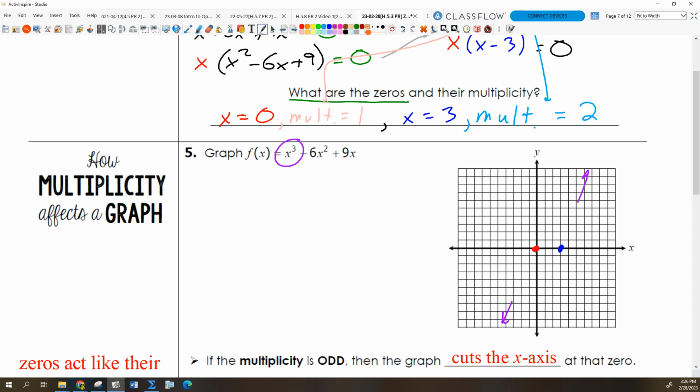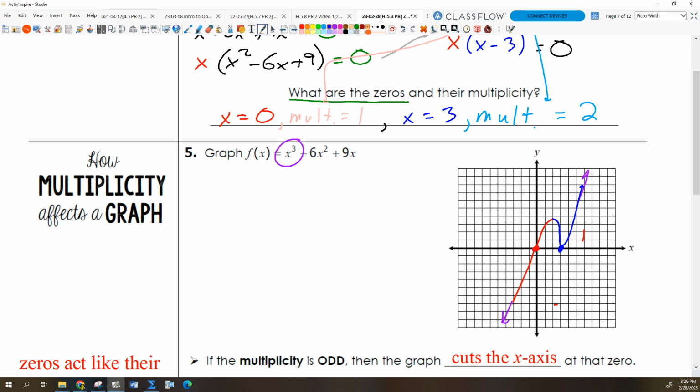We said the multiplicity of the 0, x equals 0, is 1, so it cuts like a line. And the multiplicity of the 0 at 3 is 2, so it bounces like a parabola. So the only way this could work then is if this function is going to cut through the x-axis there and then bounce right there. Make sense? See how we put all those clues together? And that's what a sketch of that graph is guaranteed to look like.